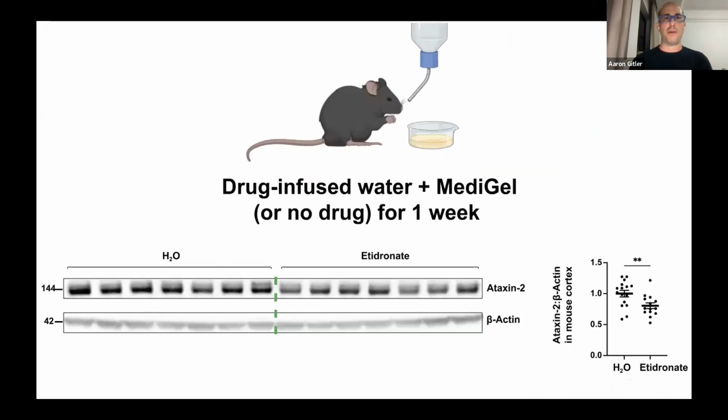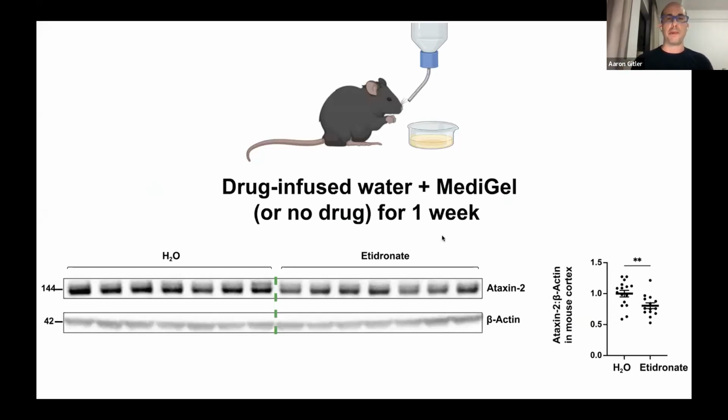Then we thought, why don't we just feed it to mice? So we did this experiment where we put it in the water of the mice, or in this metagel, this gel-like food they can eat. This is just a 1-week treatment, and we see that they have less ataxin-2 in their brain. So it's safe, they can tolerate it, they just have less ataxin-2 in their brain.